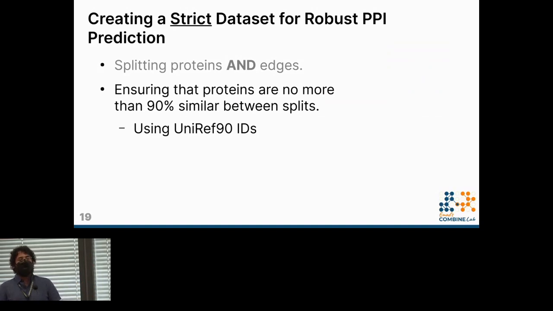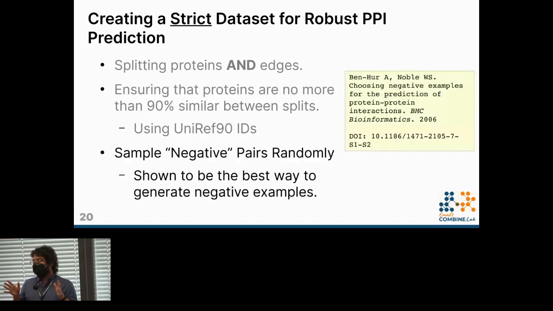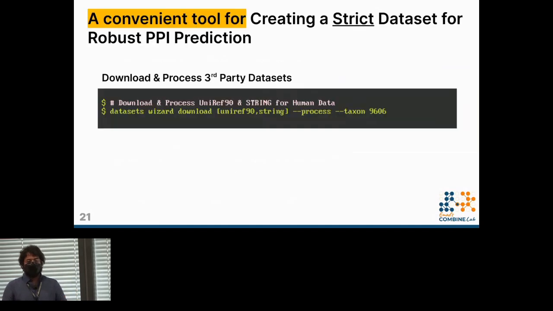And we sampled negative pairs randomly. We did this based on a wealth of literature that describes that it really is the best way to do it without biasing your data any further. But less on that, come talk to me later if you have thoughts on that.